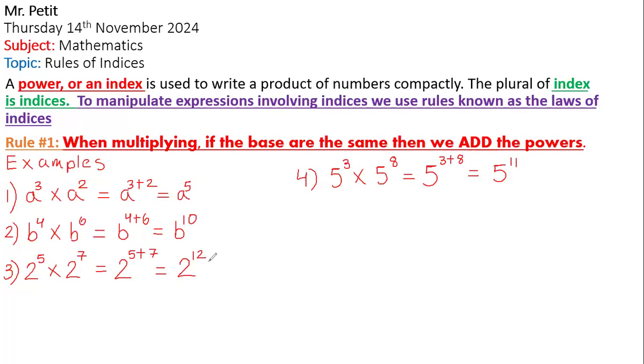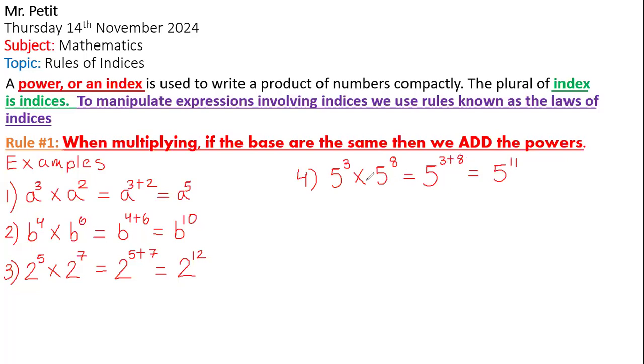Mr. T, can we do another example, please? Another example. What about the times though? Say it again. What about the multiplication symbol? Remember, this is the rule. The rule says if you're multiplying and the bases are the same, then you add the powers.